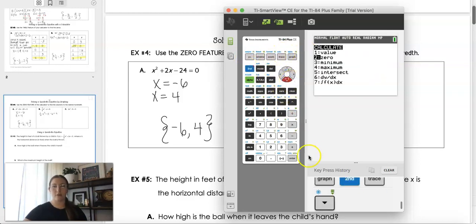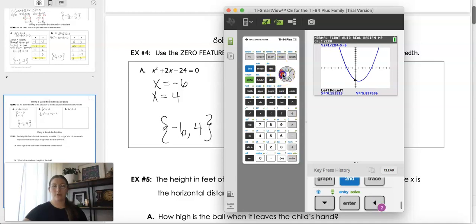Go down to zero. Okay, once you go to the left of it, so that's going to be on top on this side. Okay, go to the right of it, and press enter. So this one's at -2.606. I always recommend rounding to 3 decimal places unless we're talking about money or otherwise stated.